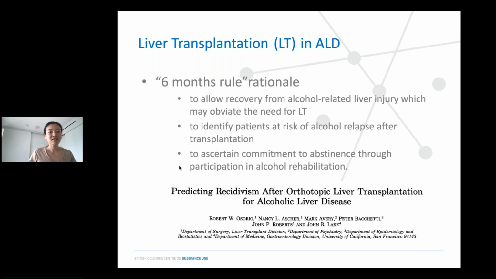But having said that, the 6 months rule has been rationalized in the sense that it does 3 things. It allows recovery from alcohol-related liver injury that may obviate the need for transplantation. It also helps to identify patients who are at risk for alcohol relapse after transplantation, and it's rationalized as a way to ascertain commitment to abstinence by having people participate in alcohol rehabilitation.